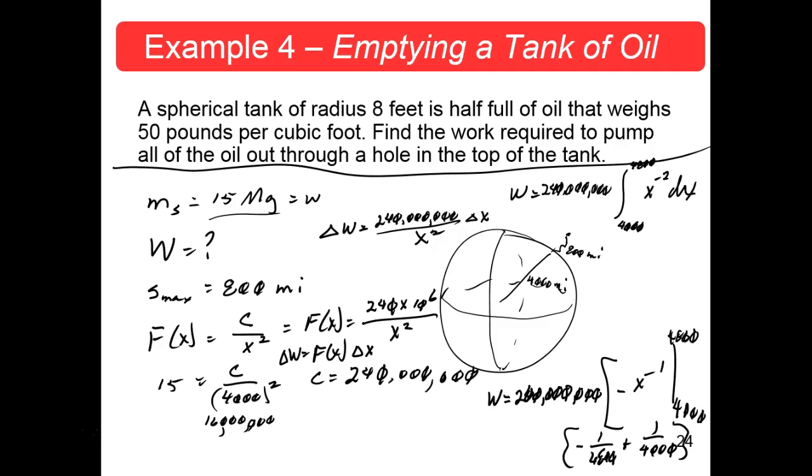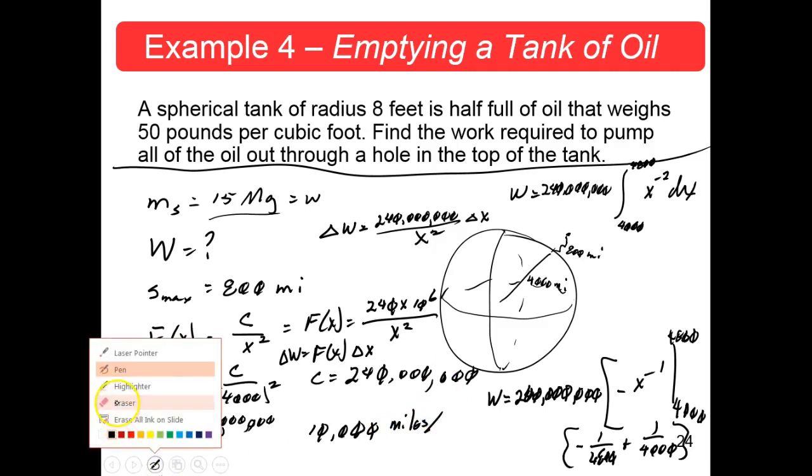Did they get negative 10,000? They got 10,000, not negative. This is a bigger number than that. I know 4,000 is smaller than 4,800, but 1 over 4,000 is larger than 1 over 4,800. That should give you not a huge, but a positive number, and multiply that by that. But 10,000 is correct, or that's what they got. 10,000, and their units are mile tons. Oops, not per ton, tons. Yuck.